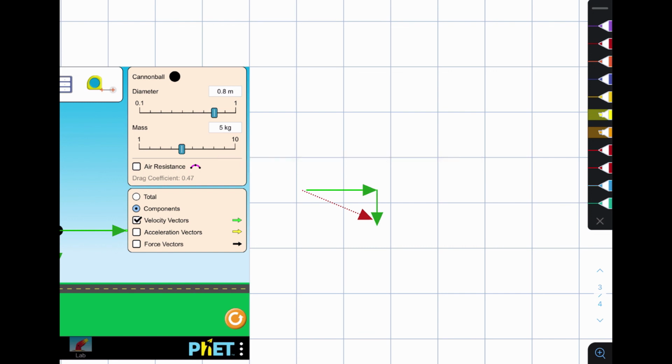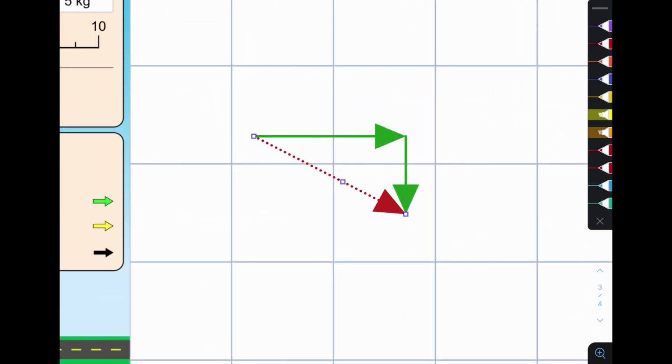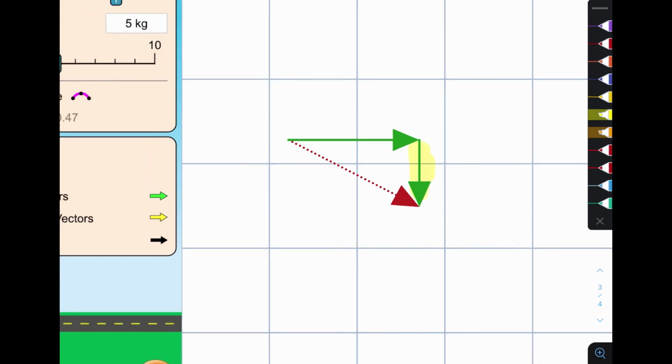So the key ideas I want you to take away from this are that the horizontal motion does not affect how fast an object accelerates towards the ground, and that we can break up velocity or any vector at an angle into horizontal and vertical components using this visual tip-to-tail method.